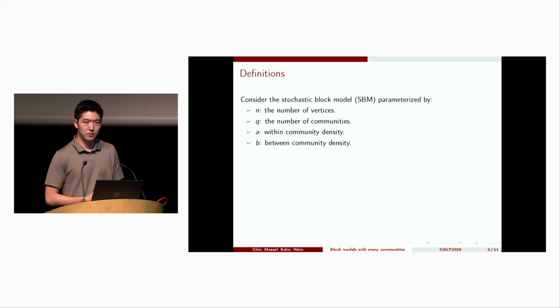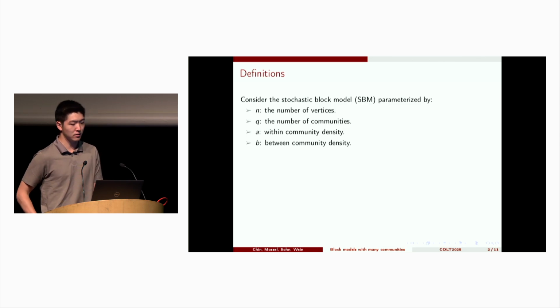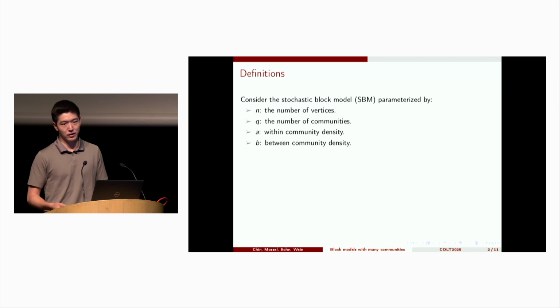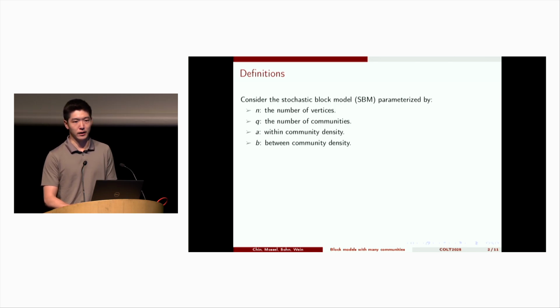Okay, so here's the usual stochastic block model that we work with. It's parameterized by four parameters. N is the number of vertices. Q is the number of communities that we plant into the vertices. And A and B are two densities for between and within community edges.